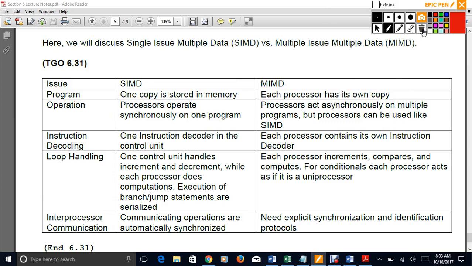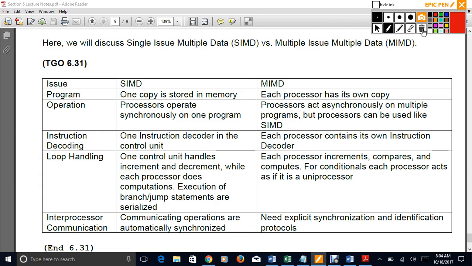So instruction decoding, one instruction decoder in the control unit. So instead of each processor having a program counter that points to instruction memory, and then we decode using the control units, and then the RS, RT, RD as we learned in the MIPS data path, that's done in one data path, and then it spreads to all the different processors to do all the different instructions. Whereas with multiple issue multiple data, each processor has its own decoder.